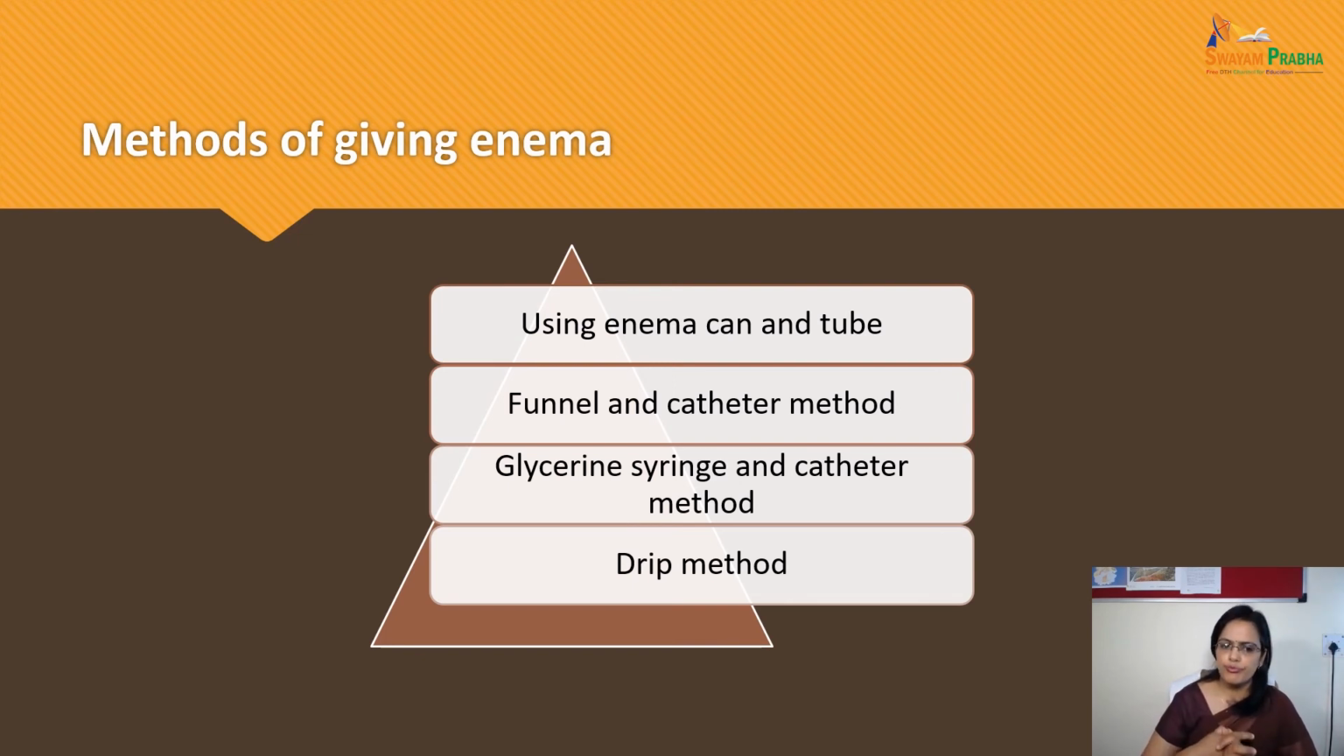There are 4 types of methods: enema can and tube method, funnel and catheter method, glycerine syringe and catheter method, and drip method. So we will discuss these methods one by one. So let's see first the enema can and tube method.